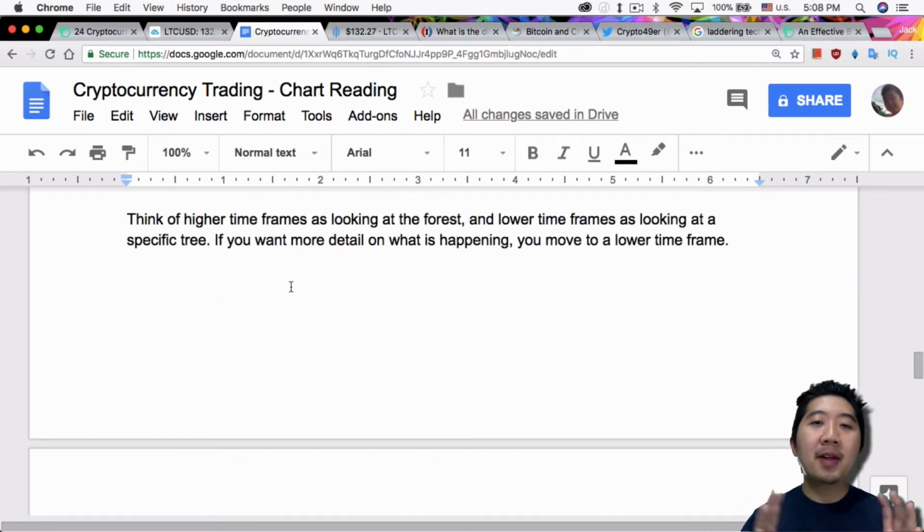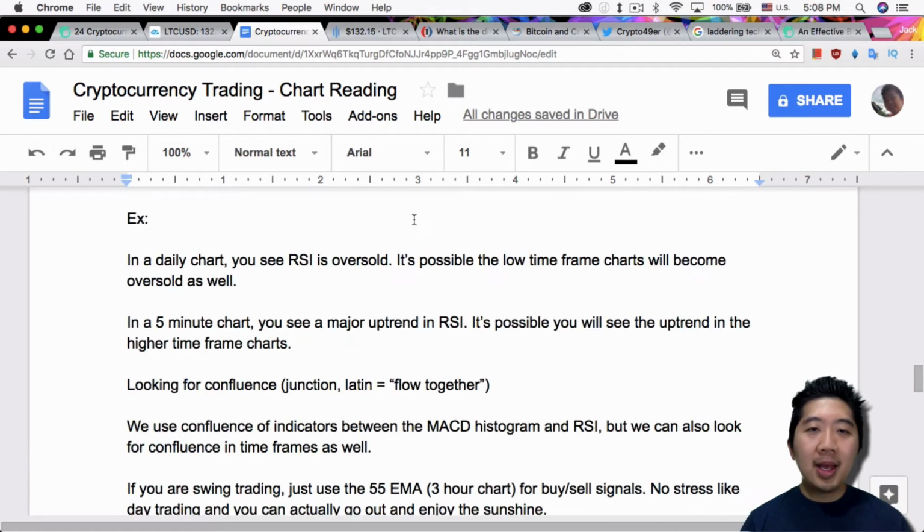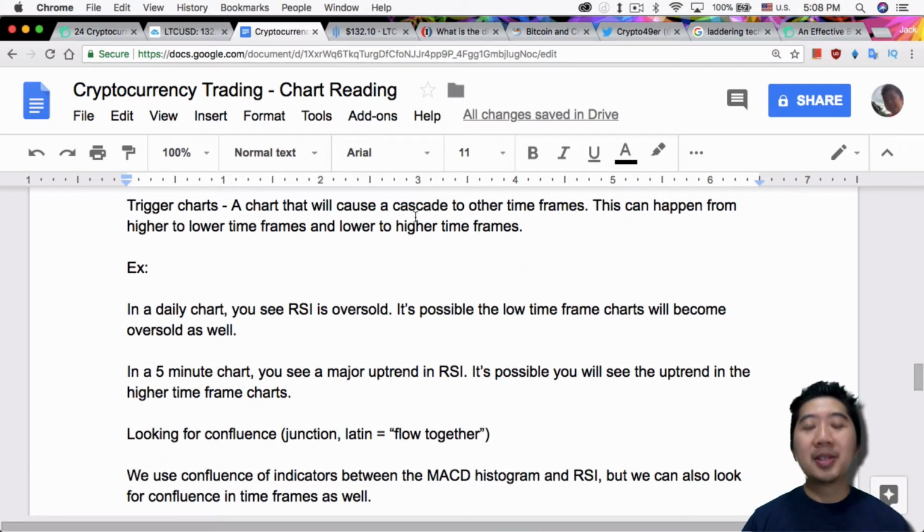So think of the higher time frames as looking at a forest, and the lower time frames as looking at a specific tree. So if you want more detail on what is happening, you would want to move to a lower time frame. And there's this thing called the trigger charts. So what is a trigger chart? So a trigger chart is like this.